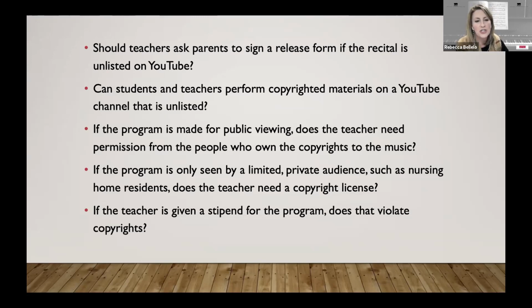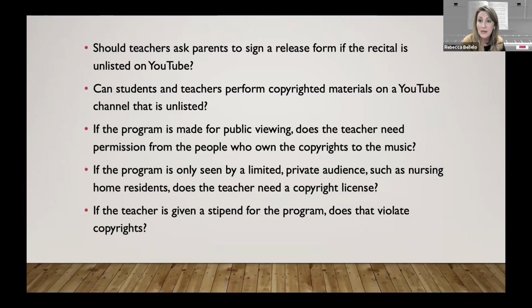Okay, and that last question, if the teacher is given a stipend for the program, does that violate any copyrights? I would say yes for that one. Whenever you are making money on a performance from music that is under copyright, then yes, you will need a license in order to do that.